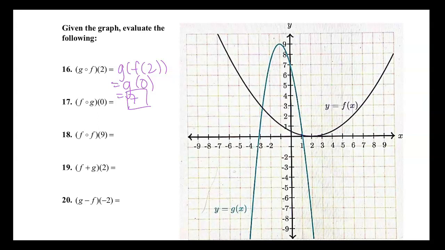Let's look at number 17 as well. This is going to be f composed with g of 0. So f of g of 0. Again, we're going to start with the inside out. So g of 0 is the blue graph. G of 0 we actually just found, which is positive 7. So f of 7. And then at f of 7, on my other graph, the one that's opening up, positive 7 is right here. f of 7 is going to be positive 3.